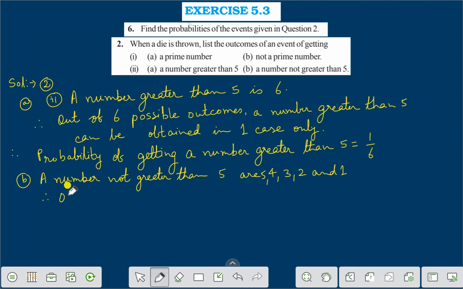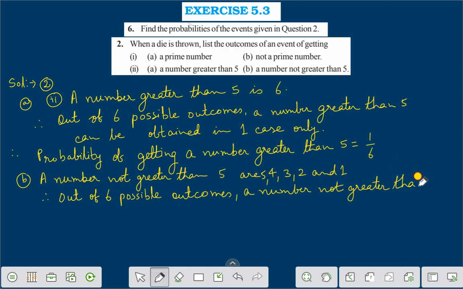Therefore, out of 6 possible outcomes, a number not greater than 5 can be obtained in 5 cases, right?